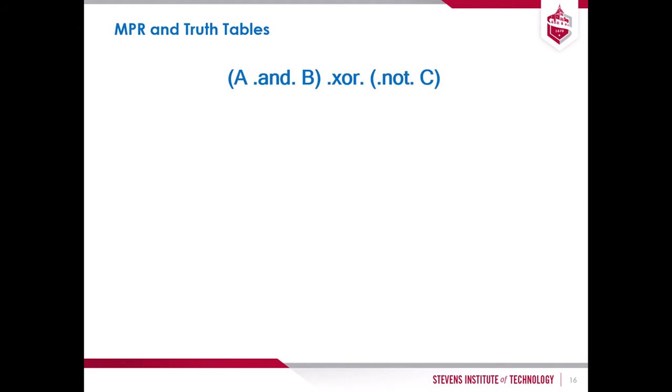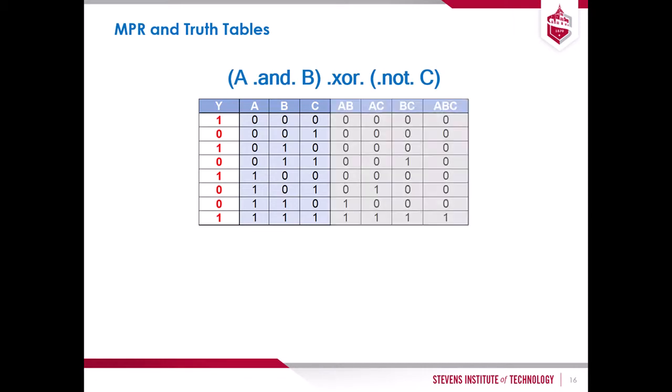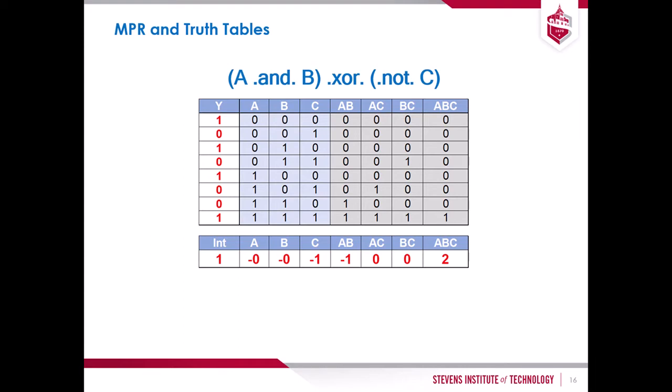But supposing you had a more complex logical relationship like this one, with three inputs, A and B, exclusive ORed with not C. Here's the truth table for this logical relationship. How can we find a polynomial that fits this? We just extend the table to form these interaction terms, and then do multilinear regression against all those columns.